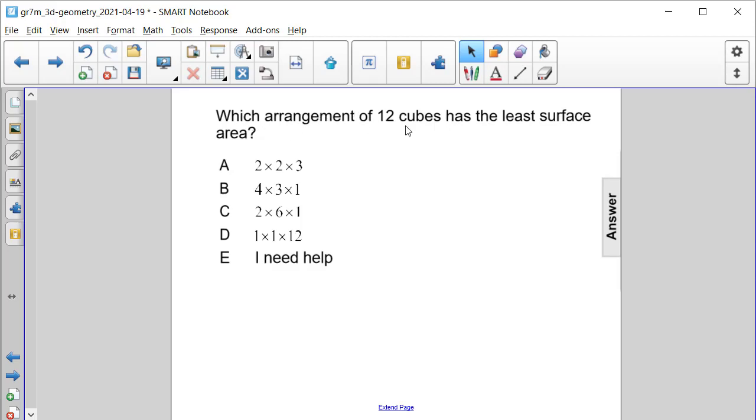Which arrangement of 12 cubes has the least surface area? Let's actually draw diagrams for each one of these.